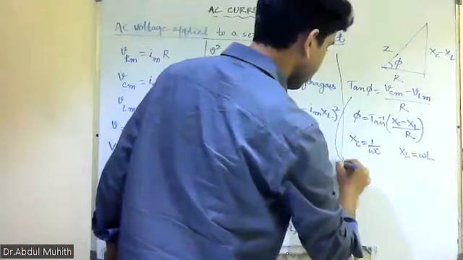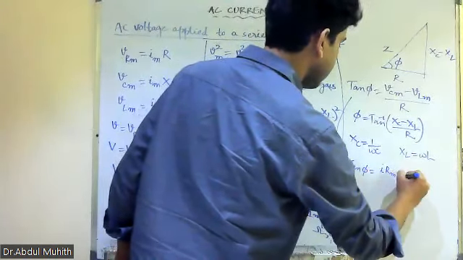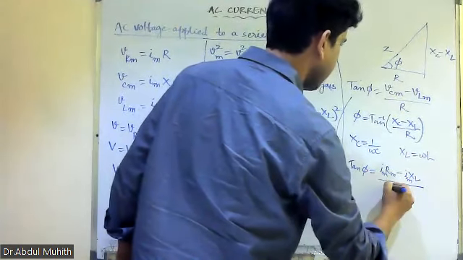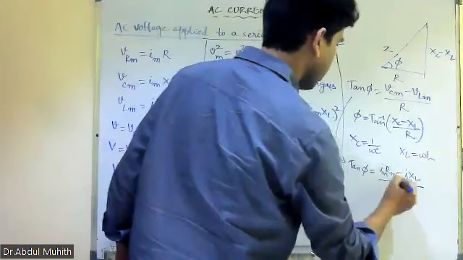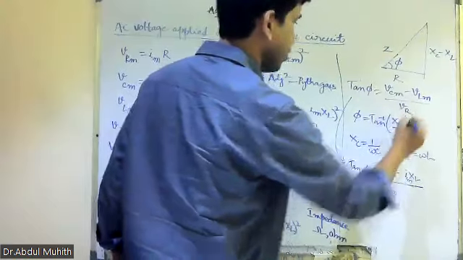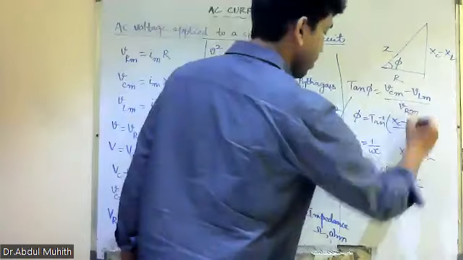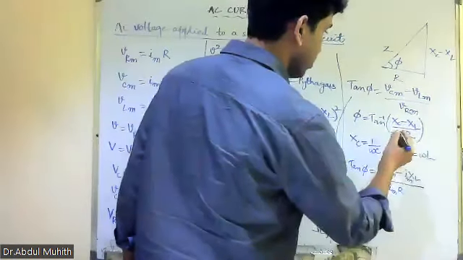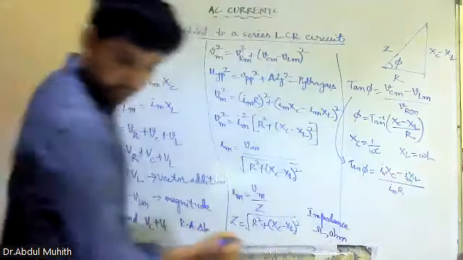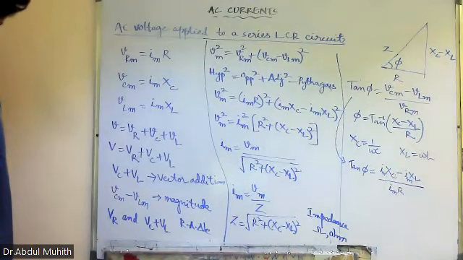How do we get that? I'm just writing here. Tan phi is equal to Im into XC minus Im into XL divided by Im into R. Voltage across this is VR, that is VRM. So what will happen? Im will go away.